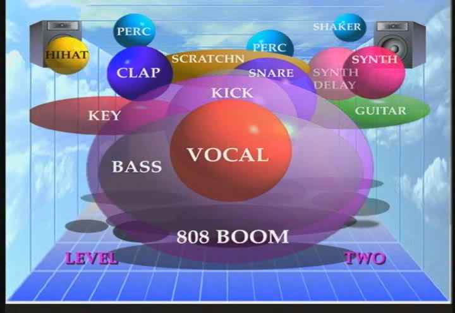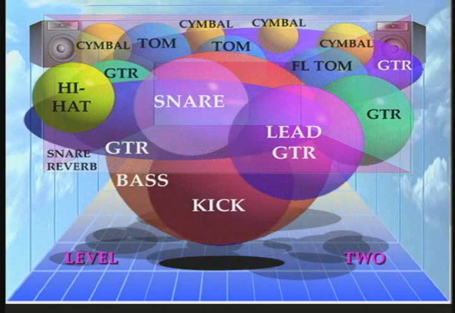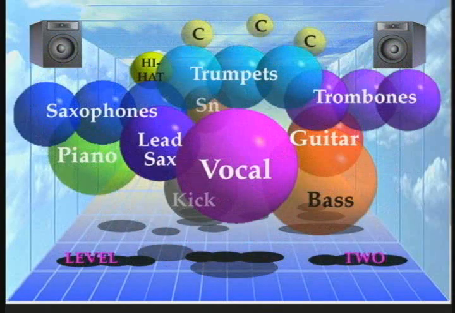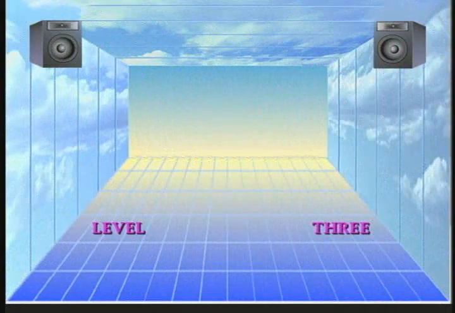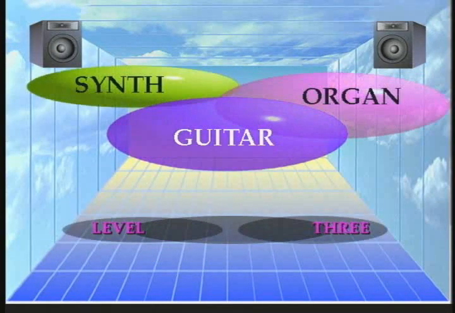Other instruments found at this volume might include the boom in rap music, or the kick drums or toms in heavy metal. Horn blasts in big band music and symphony blasts in classical music often reach level 2. Level 3. Sounds at this volume normally consist of primary rhythm parts, such as guitar or some type of keyboard.